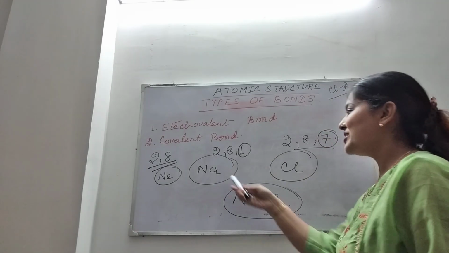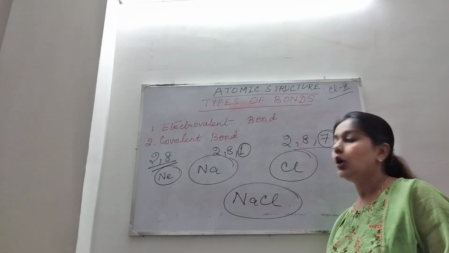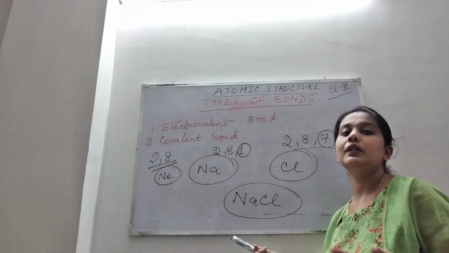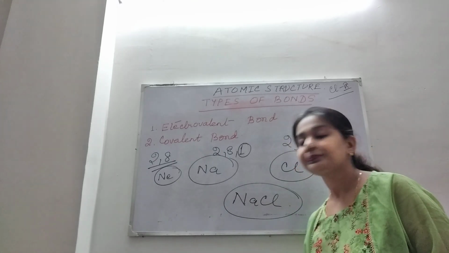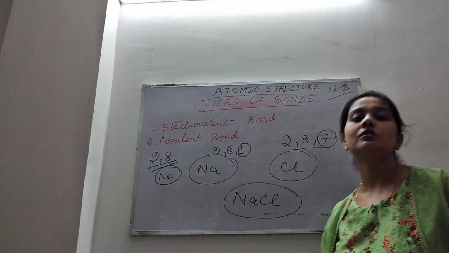Just kidding. So sodium wants to attain a stable electronic configuration according to the nearest noble gas, that is neon. If I talk about chlorine, who is the nearest noble gas?